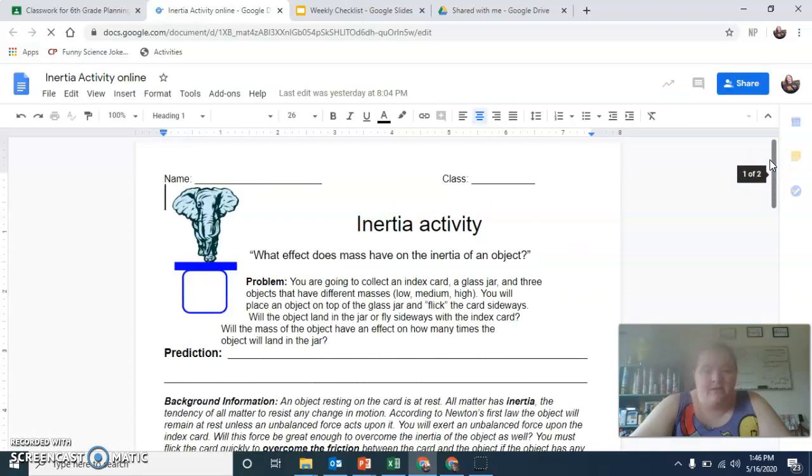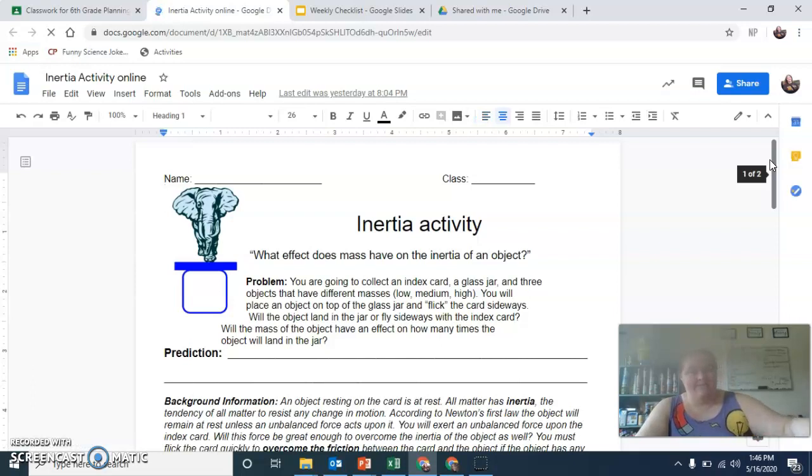The problem you're going to do is you're going to get an index card, a glass jar or a glass cup. I recommend one that has a fairly wide rim, like a Solo cup if you have one around the house, and 3 objects that have different masses. We discussed what mass was at the beginning of the year: the amount of matter in an object. For my low mass, usually in class I use a cotton ball, but I got just a ball of lint to use today.